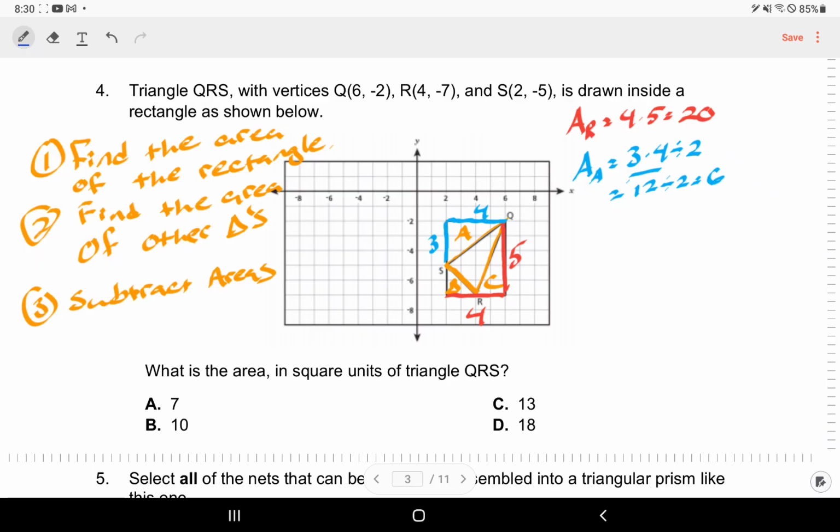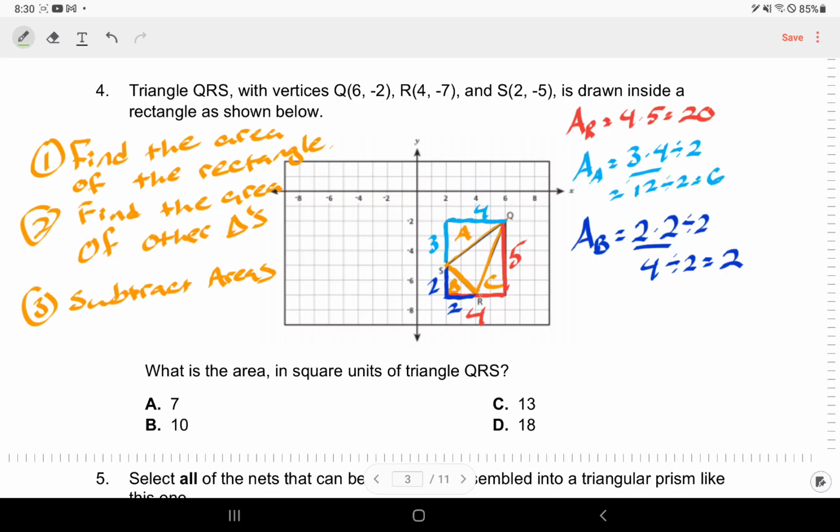Now for B, 1, 2, 1, 2. So the area of B is 2 times 2 divided by 2. Well, 2 times 2 is 4. Divided by 2 is 2. So the area of B is 2.